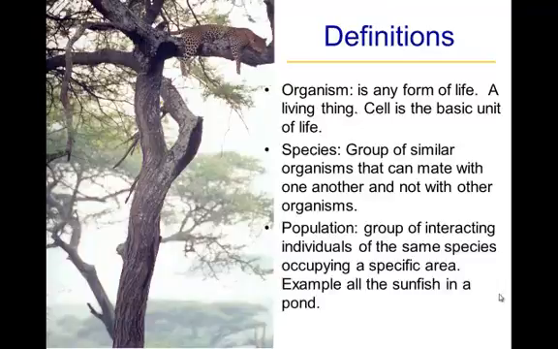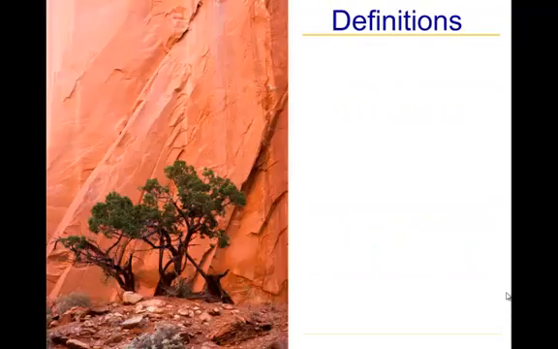An additional term is population. This is a group of interacting individuals of the same species in a specific area. An example with very well-defined boundaries would be all of the sunfish in a pond. A pond has very discrete boundaries, and aquatic organisms do not go beyond that. In some terrestrial populations, we find that it's more difficult to define exactly where the boundary may be as the different populations and habitats intergrade.